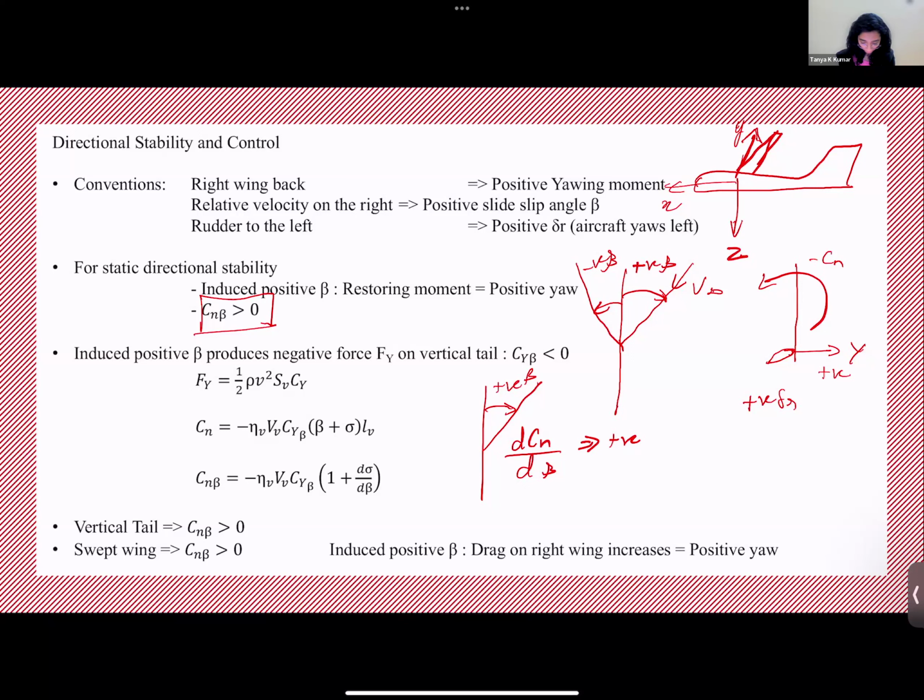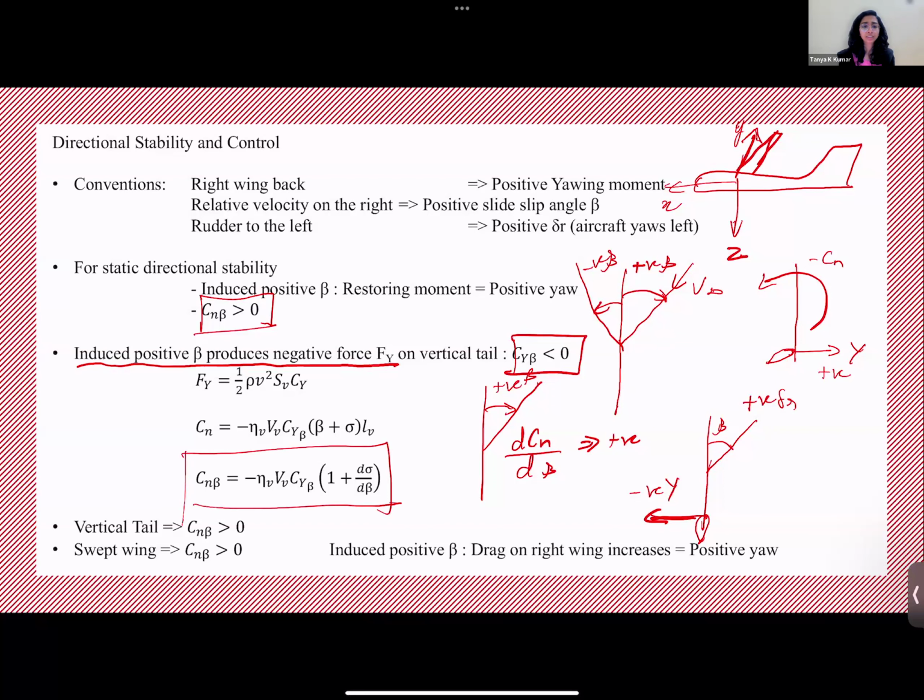So this sentence says that the induced positive beta produces negative side force. Why? If this was your fuselage reference line, you have beta here. This is positive beta. It produces a force in this direction, right? So your tail sees an increase in angle of attack. This was your tail, and it produces a force here. And this is negative y. So your Cy beta will be negative. For a positive side slip angle beta, it produces a negative side force. So Cy beta is negative. So this is just the final equation for Cn beta. This is a revision of the stability control course.